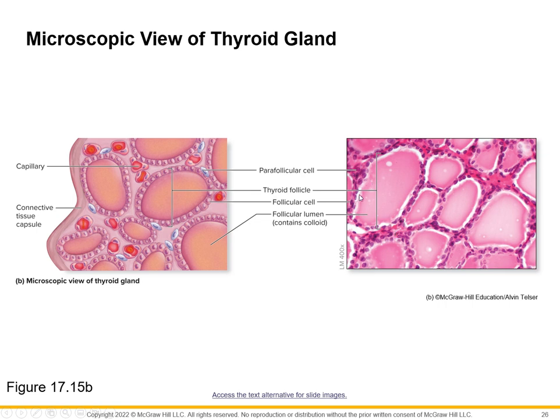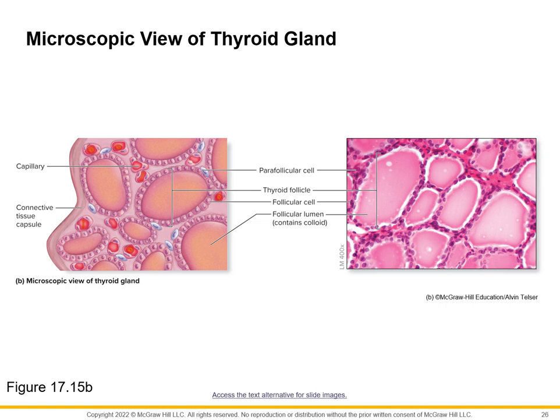And then there are other cells that are called parafollicular cells, right? And they're a little bit larger. But these are the ones that are producing something called calcitonin, right? So you may also see these called C cells. C cells are parafollicular cells. These are producing calcitonin, right?